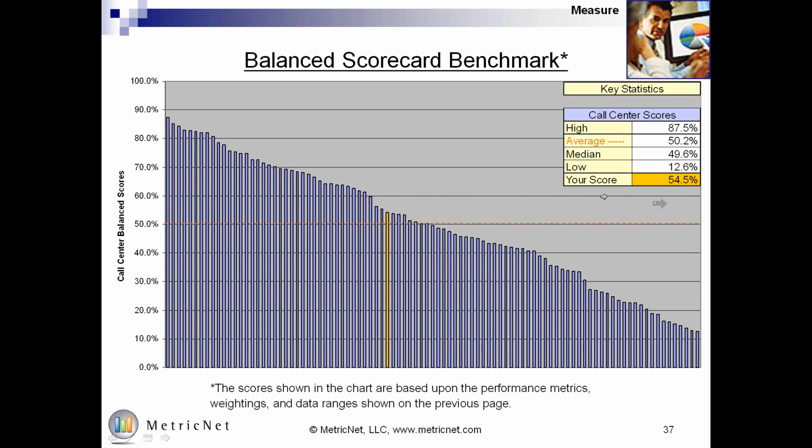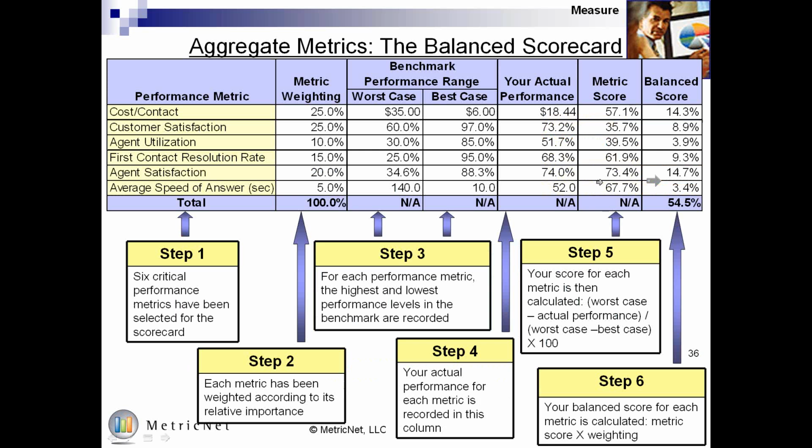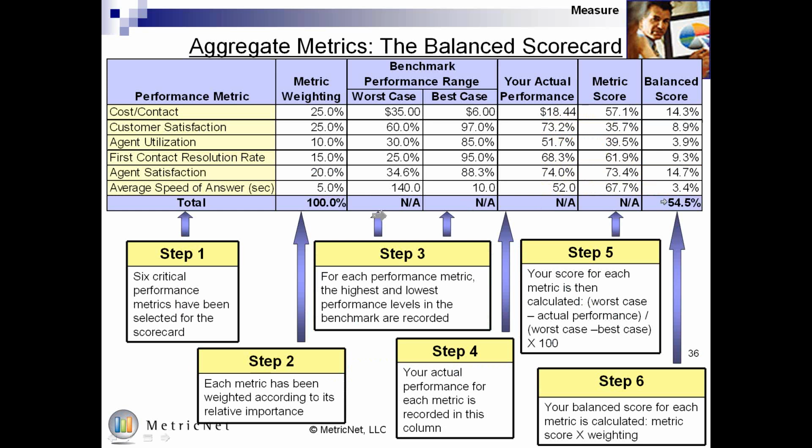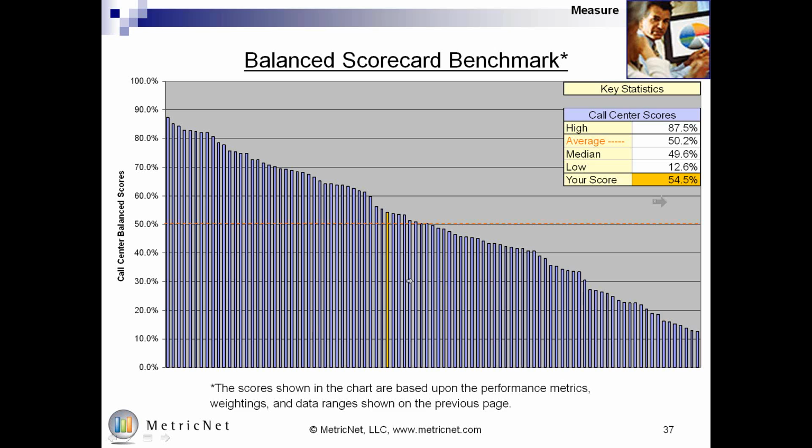So what I've shown on this page, here's the 54.5% that we derived on the prior page in our example. The average for this group of roughly 100 call centers is 50.2%. That's what this orange dashed line is going horizontally across the chart. The orange bar here, 54.5%, represents the call center that we're using in this particular example. You can see that the scorecard is a great way to benchmark a call center versus its peers, to see how it compares to those peers.